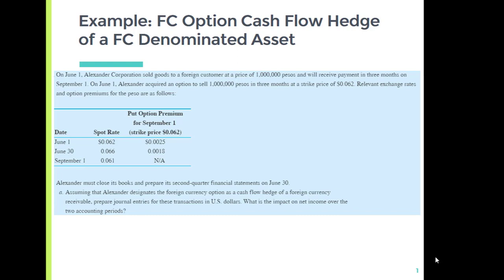$0.062 per peso. We're given in tabular form the relevant exchange rates and option premiums for the peso for 3 calendar dates: June 1st, June 30, which is when Alexander closes its books and prepares its second quarter financial statements. So June 30 is a balance sheet date. And then September 1st, when Alexander Corporation collects on the account receivable and has to decide whether or not it will exercise its rights under the put option. Let's look at the accounting entries that need to be made for each of the 3 calendar dates, starting with June 1st.